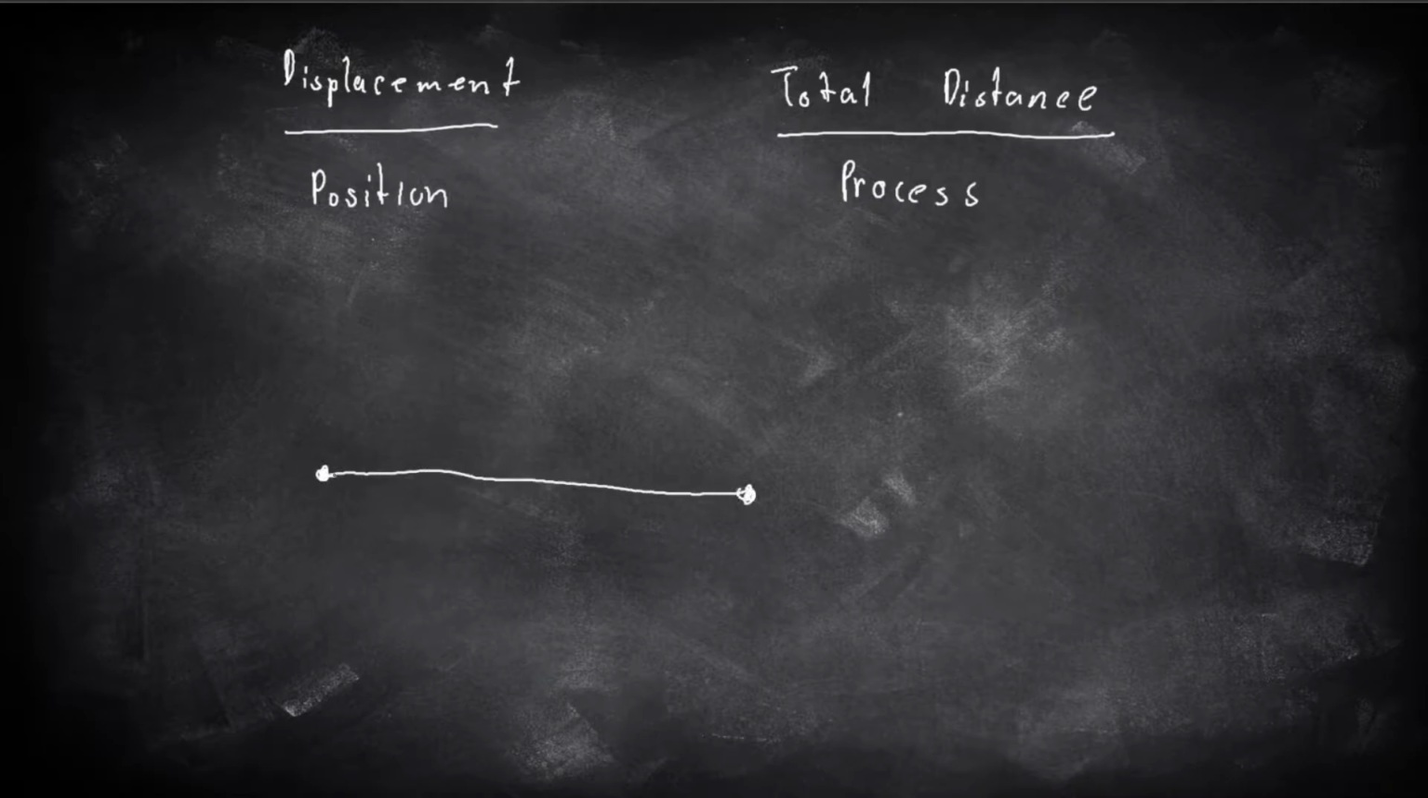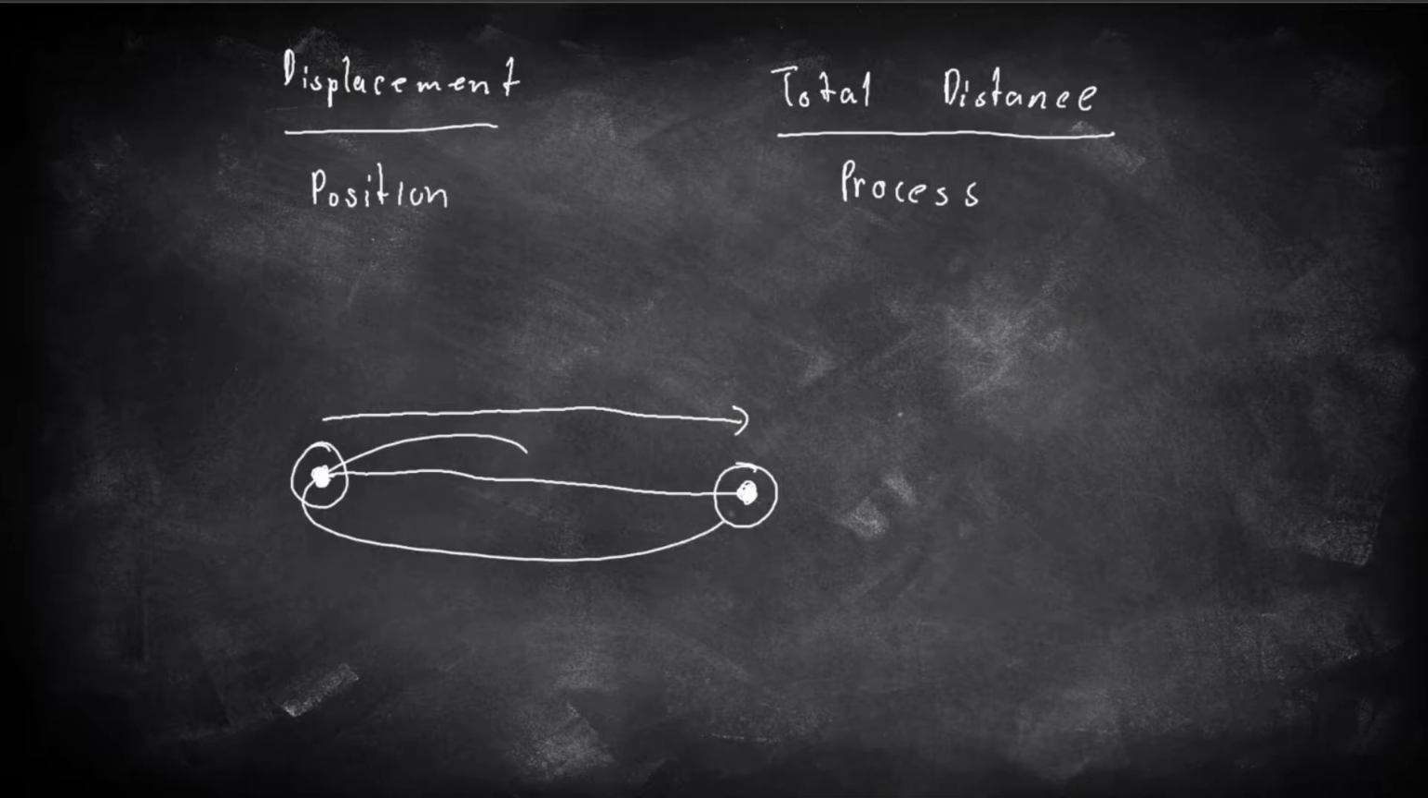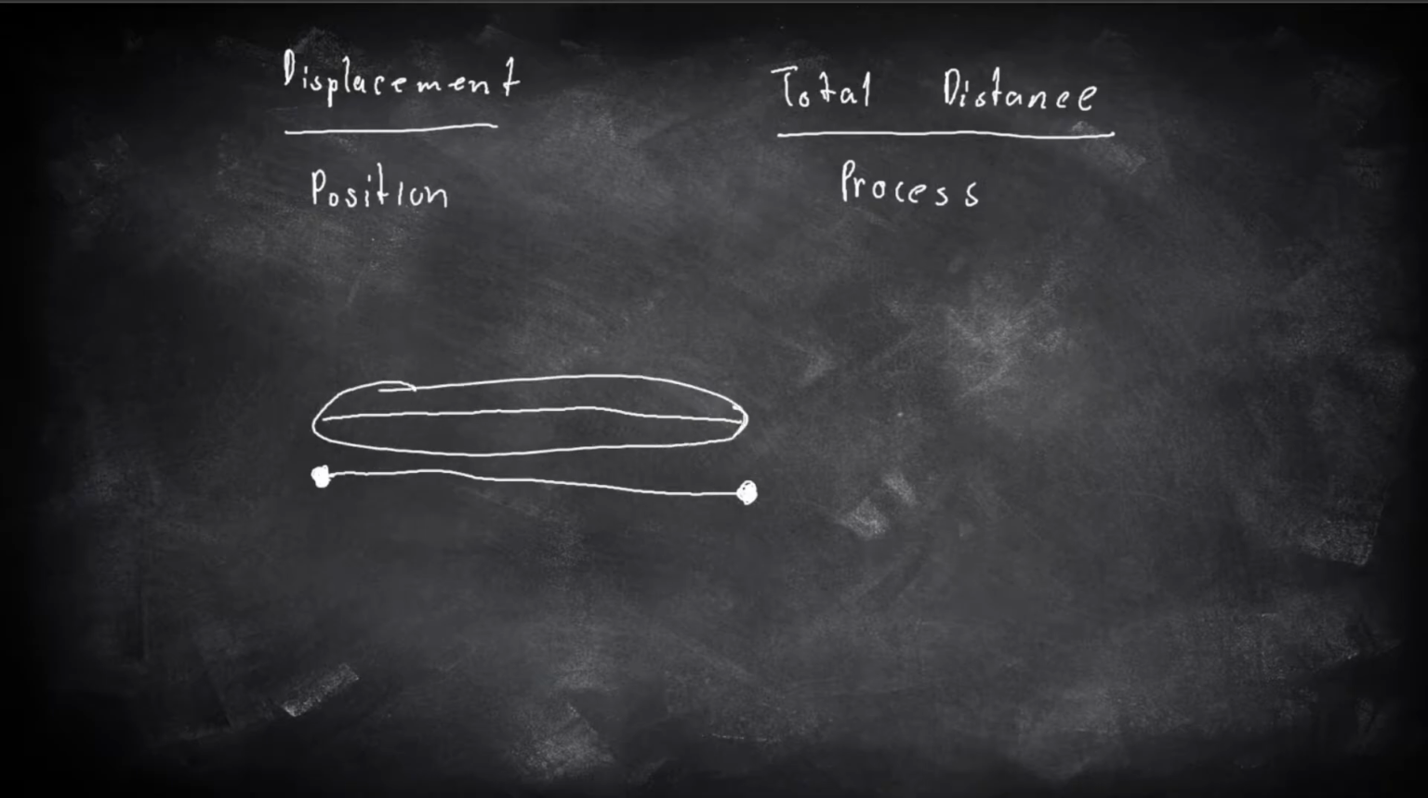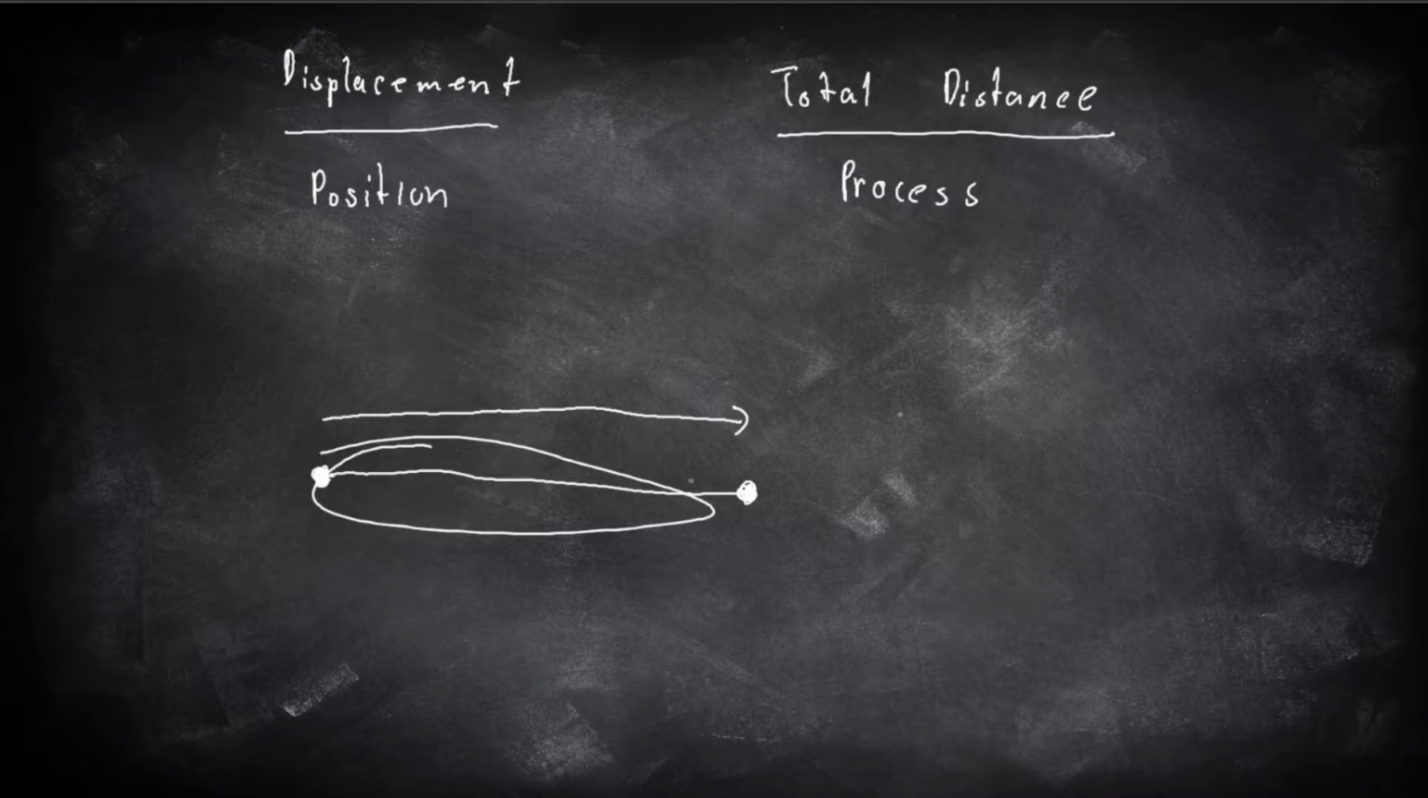Let's say we have a point here, that's our initial point, and a point here, this is our final point. And let's say we walk just on a straight line from the initial point to the final point. Our displacement cares about position, so this is the final point minus the initial point. This is our displacement. Now what about total distance? Well, our total distance cares about the process, so our process is just that straight line, so it's just this length. So that means our displacement in this case is the same as our total distance.